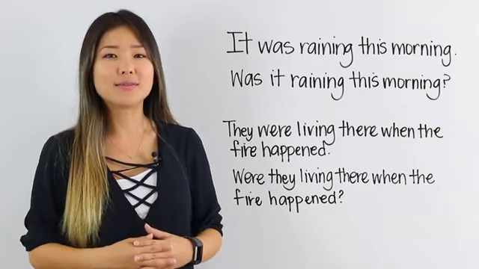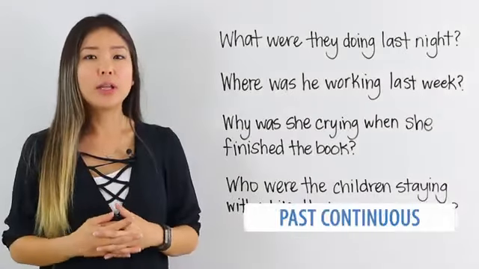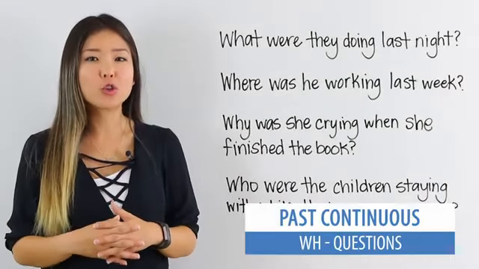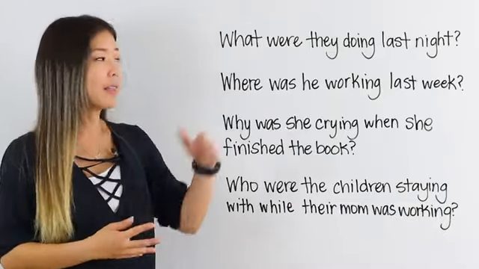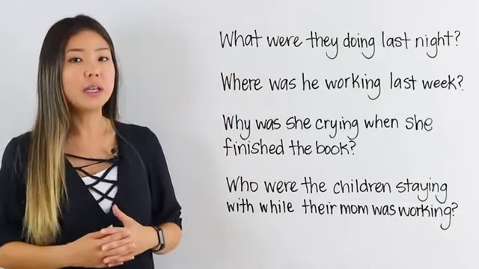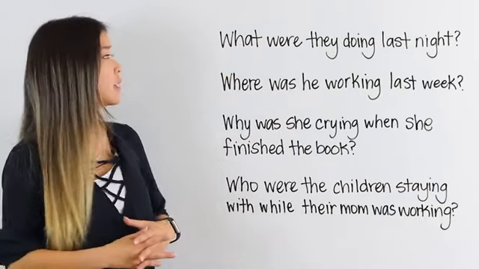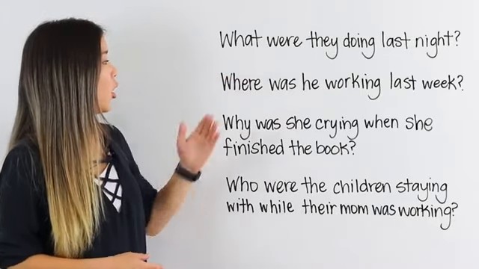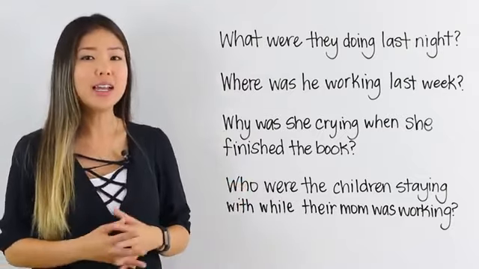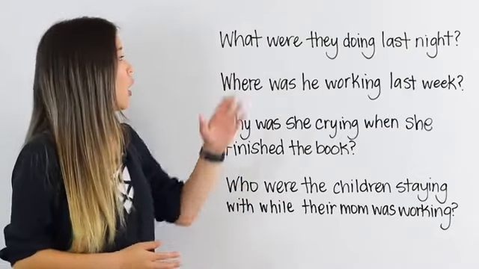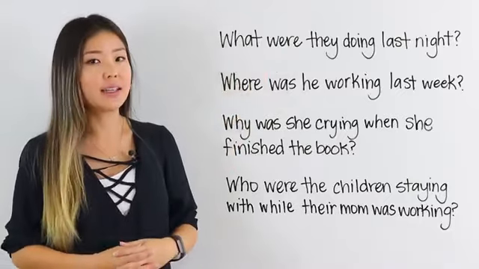Let's continue on. Now, I'll go into how to make WH questions for the past continuous tense. You'll notice that the examples here all begin with some WH words. For example, what, where, why, and who. Let's take a look at the first question. What were they doing last night?